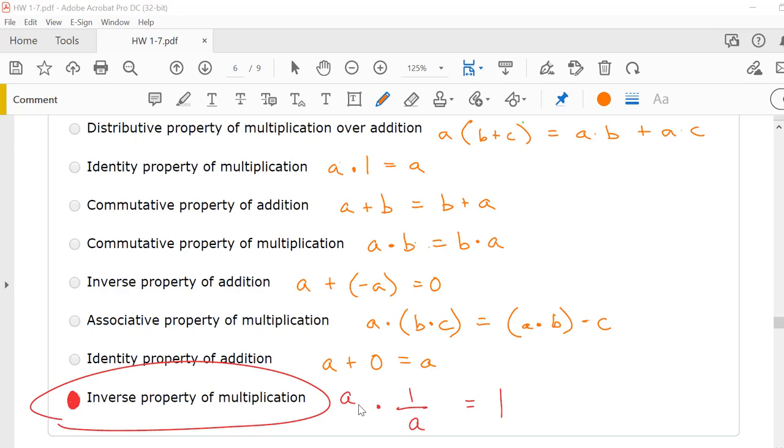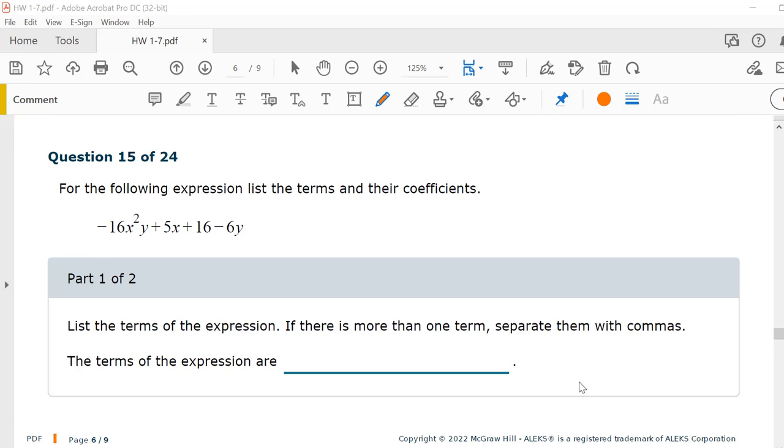All right, number 15. We want, for the following expression, to list the terms and their coefficients. Okay, I'm going to go in here and say I've got this term plus that term plus this term. Uh-oh, I see minus 6y. Watch what I'm going to do to it. I'm going to turn this into plus a negative 6y. I'm going to be a little sneaky and erase that. And then I'm going to say plus a negative 6y. Okay, so there's my last term.